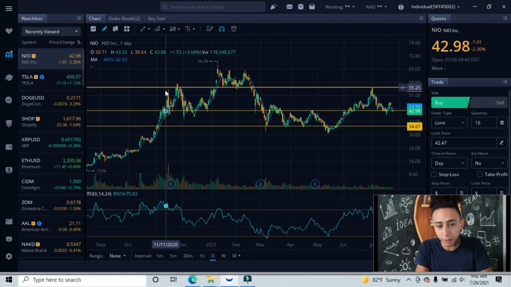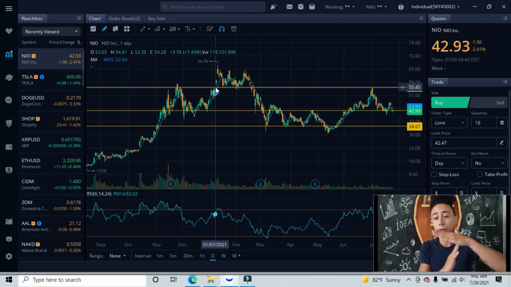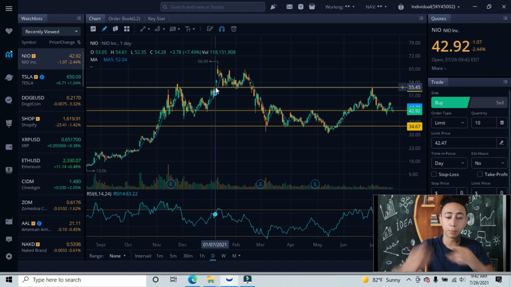You can see back here we got rejected. We came up into this area multiple times over here and got rejected. We retested and consolidated underneath this resistance until we created a breakout. So it used to work as resistance, will work as support on the opposite side.